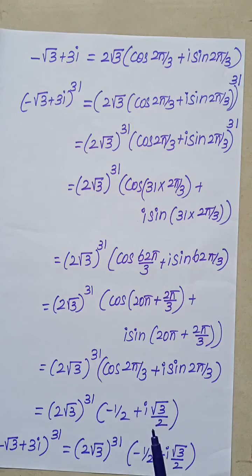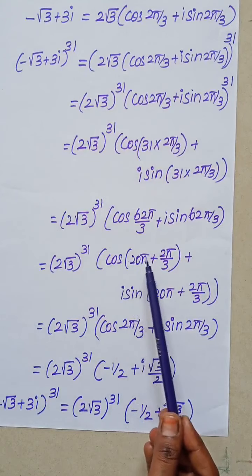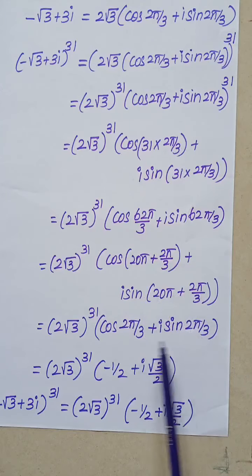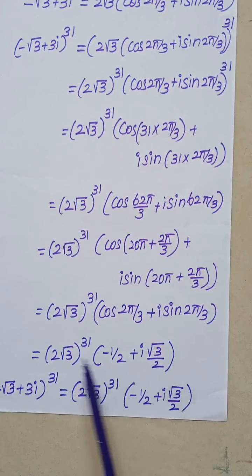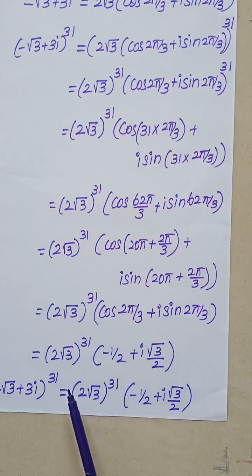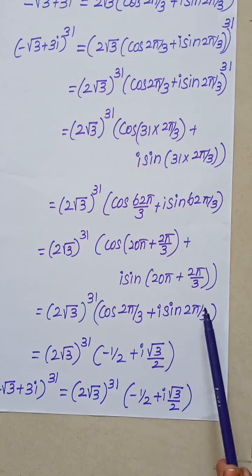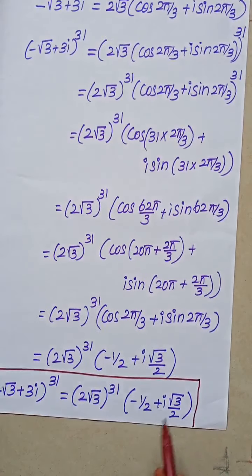And see the Argand diagram. We know that cos of 20 pi plus theta value is cos theta, and sin of 20 pi plus theta value is sin theta. So write it: this value is cos 2 pi by 3 and this value is sin 2 pi by 3. 2 into root 3 the whole power 31 into cos 2 pi by 3 value, minus 1 by 2, plus I into sin 2 pi by 3 value, root 3 by 2. Finally, we get the answer: 2 into root 3 the whole power 31 into minus 1 by 2 plus I into root 3 by 2.